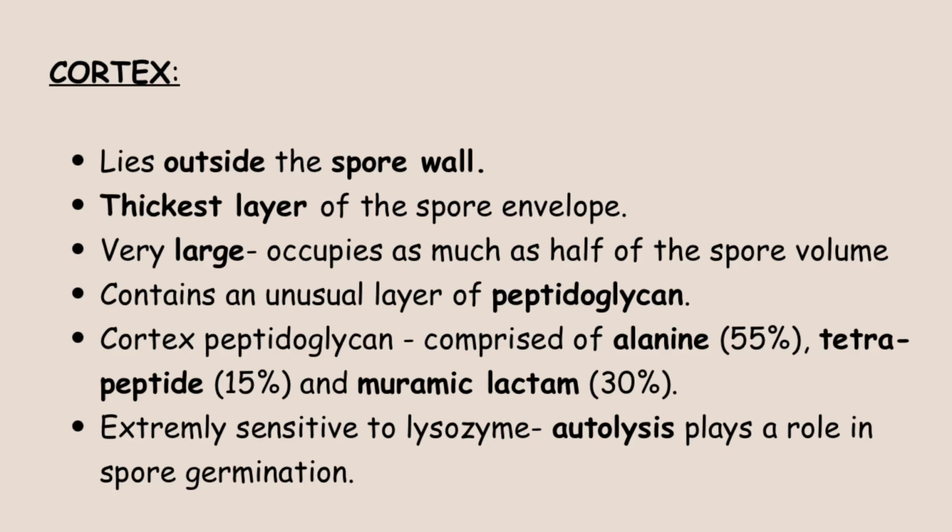Cortex. Outside the spore wall lies the cortex. It is the thickest layer of the spore envelope. The cortex is very large. It occupies as much as half of the spore volume. It contains an unusual layer of peptidoglycan. Why do we say it contains an unusual layer of peptidoglycan? It is because the peptidoglycan in the cortex is less cross-linked than that of the vegetative cell. The cortex peptidoglycan is composed of alanine 55%, tetrapeptide 15% and muramic lactam 30%.